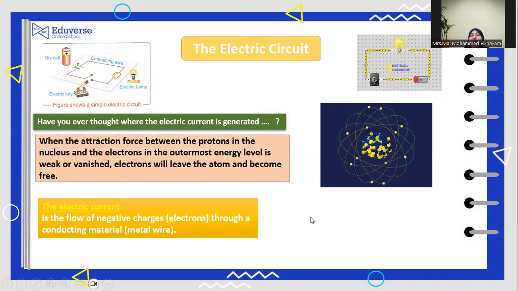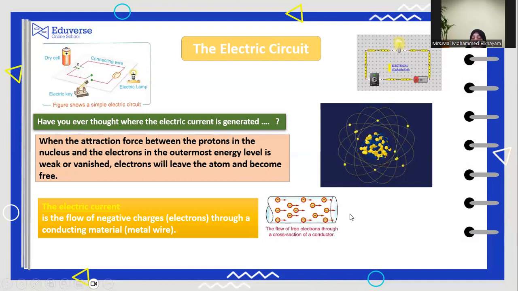Therefore, what is an electric current? The word current means flow, the movement. So when I say water current, this means the movement or flow of water, like in rivers. While here, when we're talking about electric current, it is the flow of negative charged electrons through a conducting material, which is the metal wire. This is a cross-section, okay? The flow of free electrons through a cross-section of a conductor.